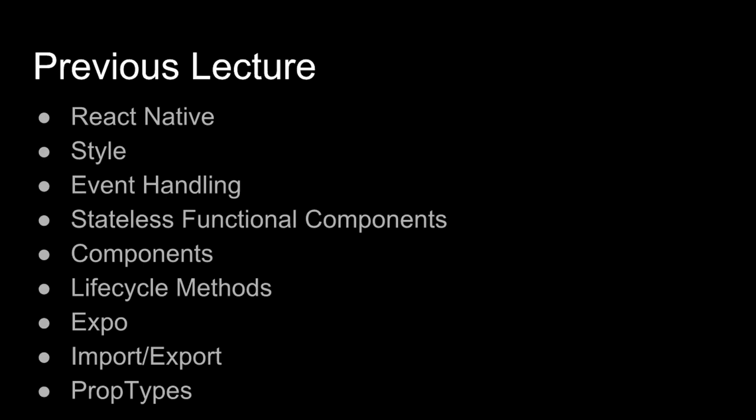In the previous lecture, we looked into React Native, so we started diving into the components that they give us. We looked at how to style these components. We looked at how to handle some events and how that differs from React and web. We talked about a couple different types of components, one being stateless functional components, and the other being React components with their life cycles. We looked at Expo, which is a library of a bunch of tools around React Native that allow you to develop much more quickly.